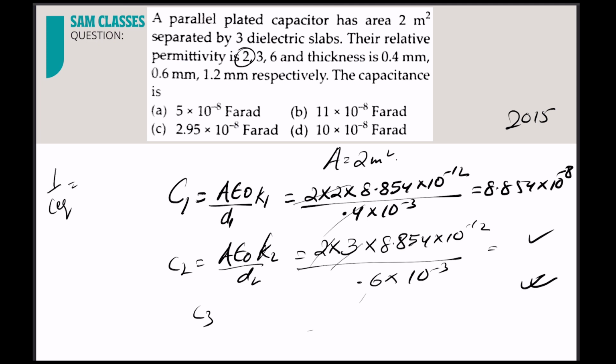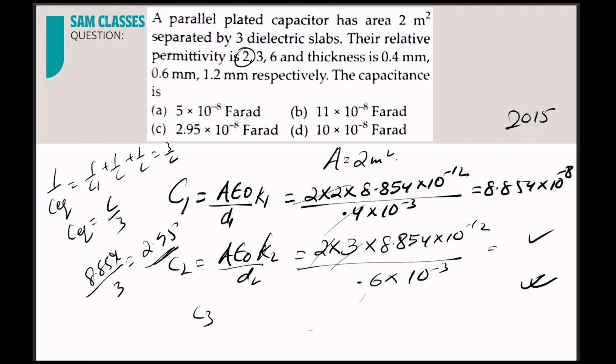C equivalent will be very easy. They are in series, no sir. So 1 by C plus 1 by C plus 1 by C is equal to 3 by C. So C equivalent is equal to C by 3. Correct. So 8.854 divided by 3, if you solve it, you will get 2.95. That's it. Clear? This will be the answer. It's a 2015 question only. So nothing to worry about, very simple questions are coming.